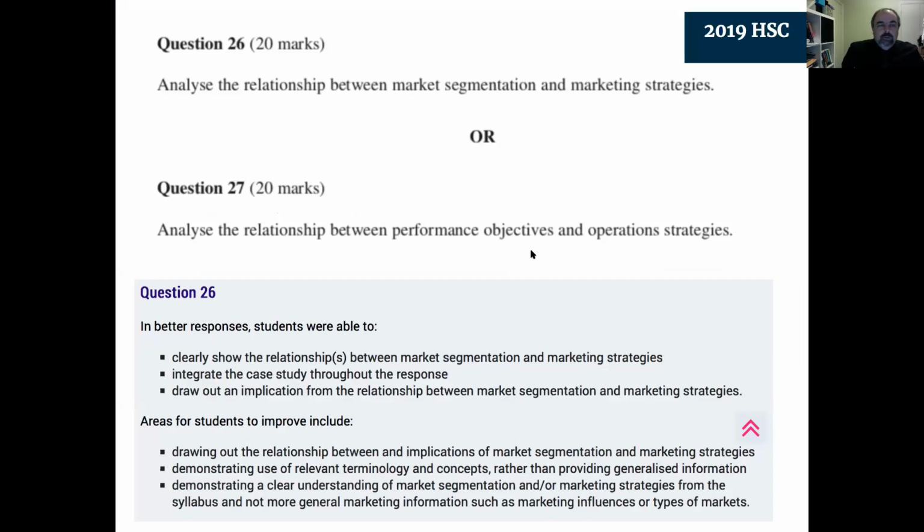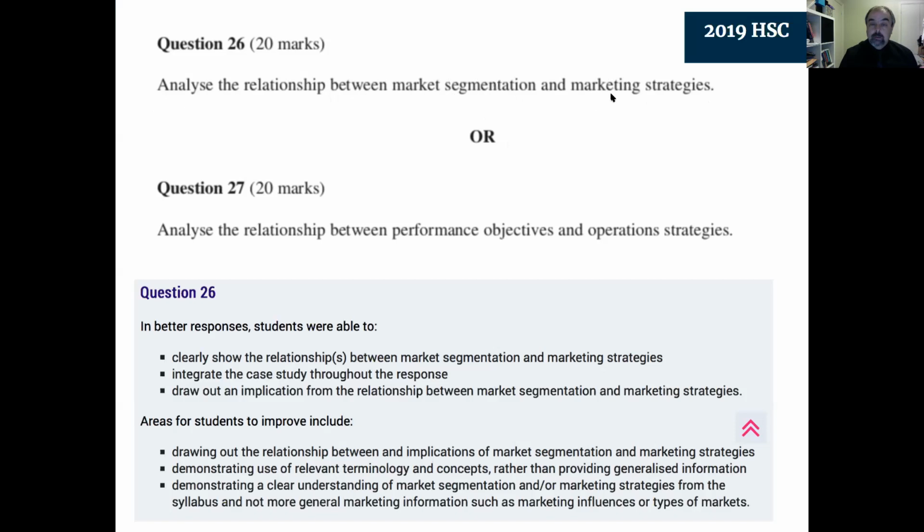This is the 2019 questions, and question 26 and 27. So obviously you answer one or the other. And we mentioned in the planning time that you should review the questions and say, I think I'm going to go with 26 and start planning that sort of answer in your head. They're both analyse questions, so pretty high order verb, drawing out and relating the implications of or the relationship between market segmentation and the marketing strategies. Okay, so this question is asking you to talk about segmentation and then what's the relationship with the marketing strategies there.